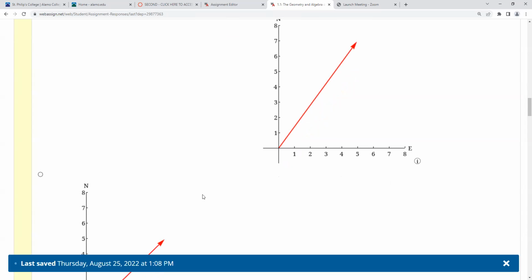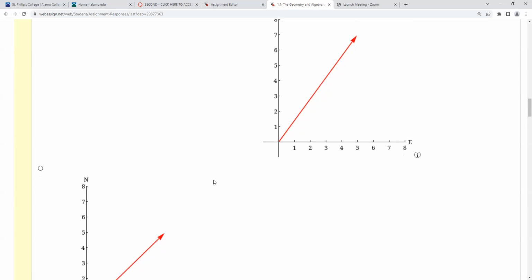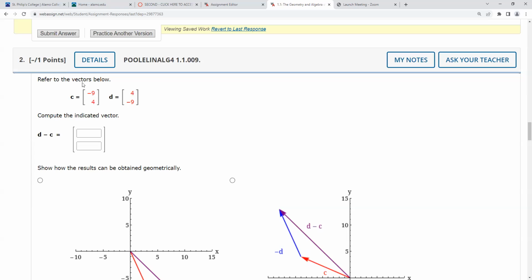Let's keep going, because I need to go to the important thing, how to use the binary operation. Okay, I'm going to show you. And we're going to go back on papers. Now, refer to the vectors below, C and D. Compute D minus C. Is that hard? You're just going to say -9 minus, D, 4, but be careful.